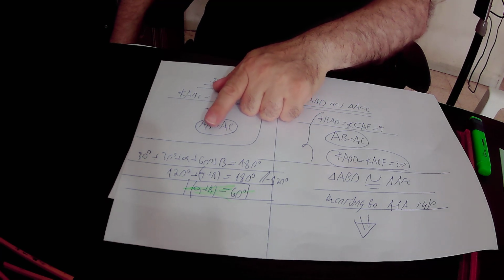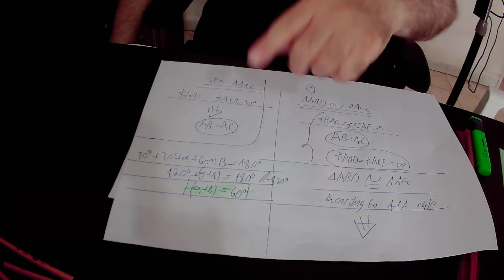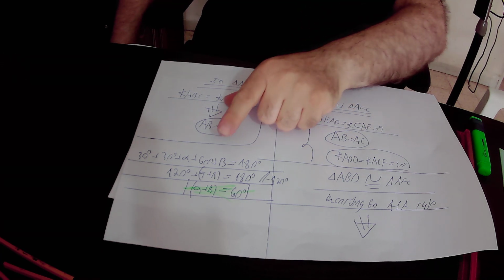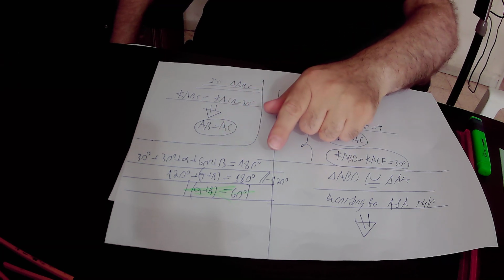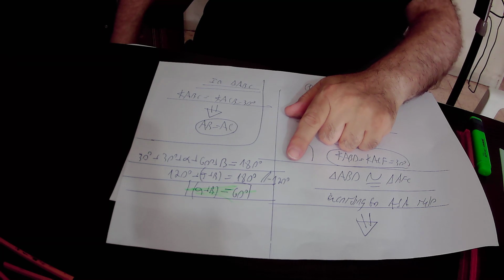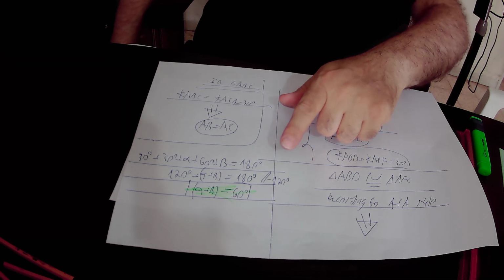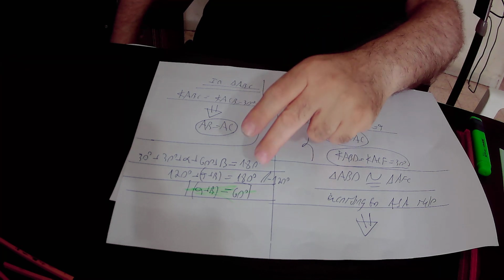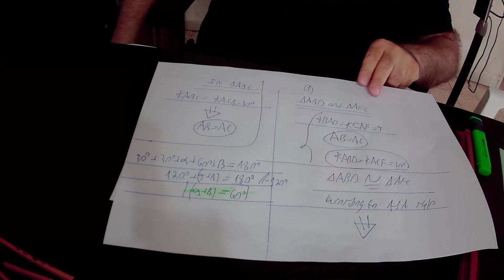So here we have 30 degrees plus 30 degrees is 60 degrees, and 60 degrees plus 60 degrees is 120 degrees. So in conclusion, we found out that 120 degrees plus alpha plus beta equals 180 degrees. We subtracted 120 degrees from this equation, and we found out that alpha plus beta equals 180 degrees minus 120 degrees, which is 60 degrees.